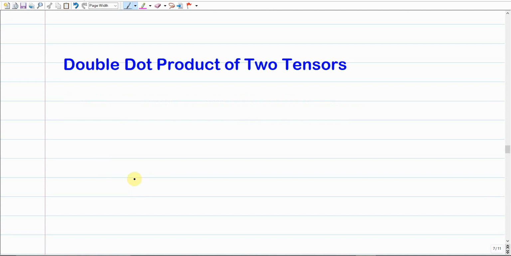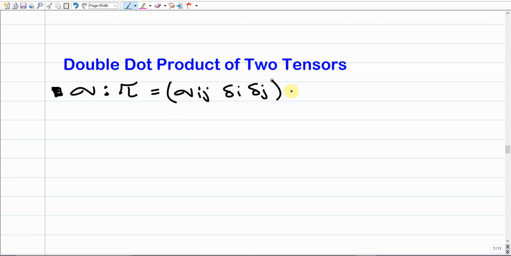What next is the double dot product of two tensors. Let us assume that we have the double dot product of two tensors, like sigma double dot tau. For the double dot, it should be done over the unit vectors. So just represent the tensors in terms of their components. We have sigma ij, delta i, delta j. Then we have the double dot operation, and we have tau kl, delta k, delta l. Make sense?